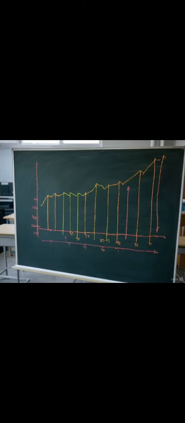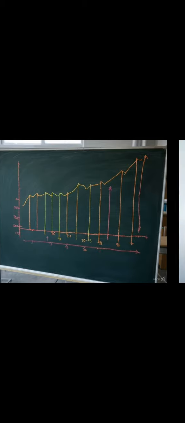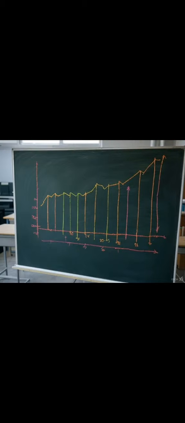Here's a breakdown of the domain and range of a function. Domain. Definition. The domain of a function is the set of all possible input values, usually x, for which the function is defined. In simpler terms, it's all the x values that you can plug into the function without getting an undefined result, like dividing by 0 or taking the square root of a negative number.